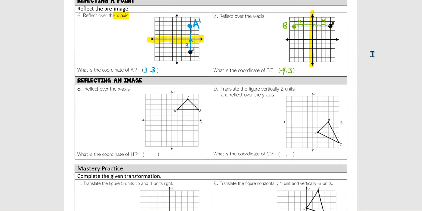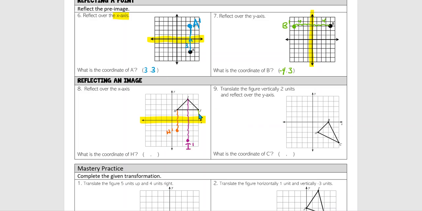We can also do this with an image. So in this one, we're reflecting over the x-axis. So I'm going to highlight that axis. And again, we just do each point individually. So for H, I count 1, 2, and then 1, 2, and plot H prime. Then I can do I and count 1, 2, 3, 4. So 1, 2, 3, 4 again. And we have I prime.